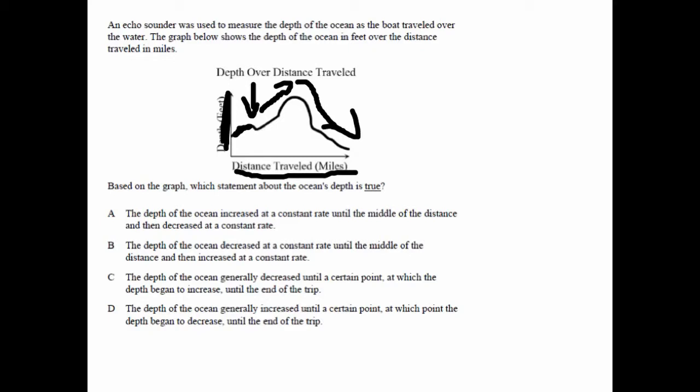Based on the graph, which statement about the ocean's depth is true? All right. So let's go ahead and look. The depth of the ocean increased at a constant rate until the middle of the distance and then decreased at a constant rate. That could be true because if I look at my line here, it looks like my slope is increasing at a relatively constant rate until we get to the middle, where all of a sudden we have this huge jump, and then it decreases at a relatively constant rate. So I'm going to go ahead and say answer choice A is a possible answer choice, but let's go ahead and read the rest of them.